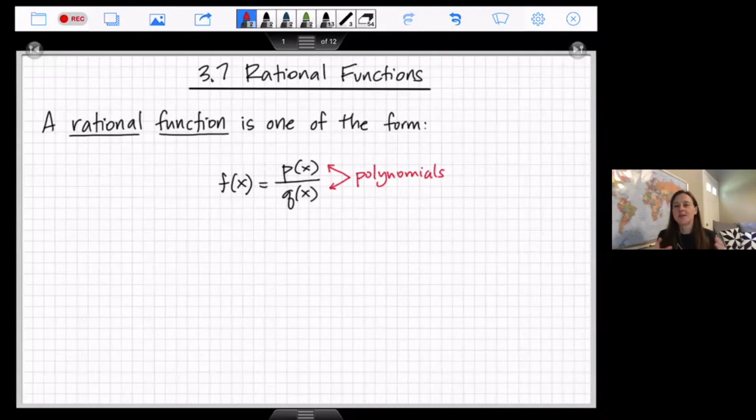So today we are expanding our portfolio of functions and their graphs by studying rational functions. A rational function is just a ratio of two polynomial functions, p of x divided by q of x, where p and q are both polynomials. And when you divide two polynomials and you graph the result, you get something that looks nothing like a polynomial.